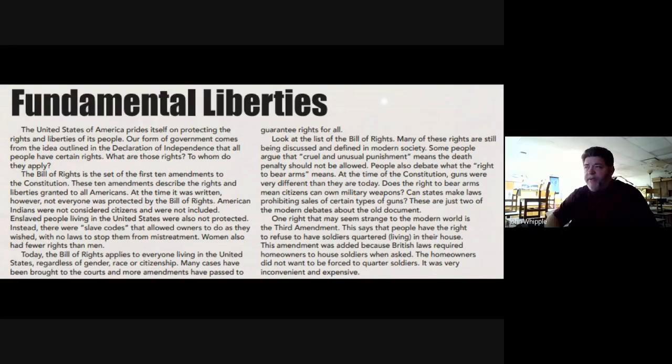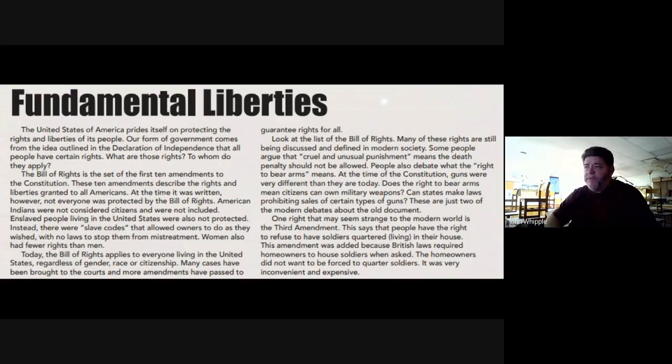Enslaved people living in the United States were also not protected. Instead, there were slave codes that allowed owners to do as they wished with no laws to stop them from mistreatment. Women also had fewer rights than men.